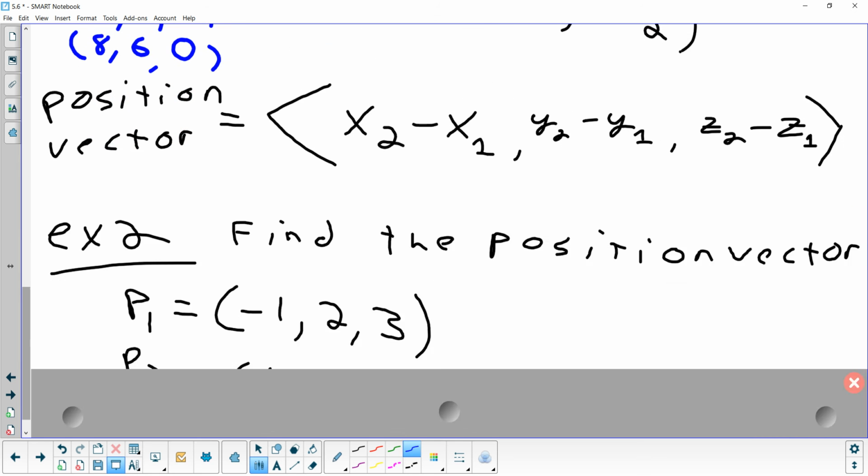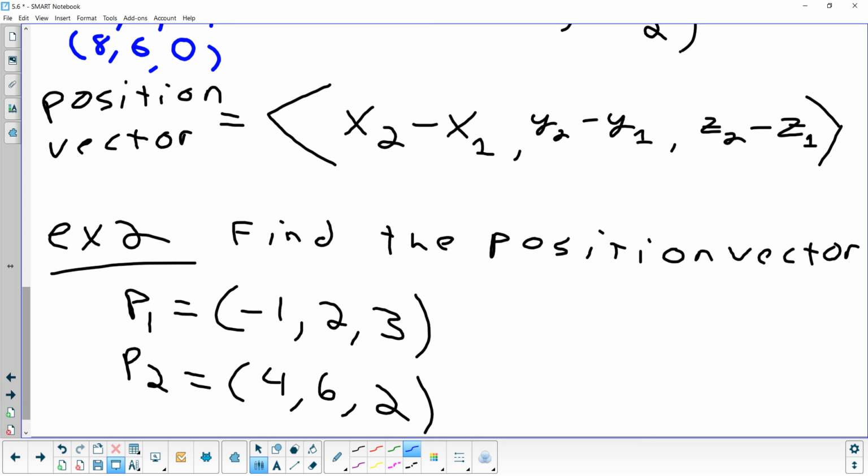All right, so let's try finding a position vector between these two points. P1 is negative 1, 2, 3, and P2 is 4, 6, 2.